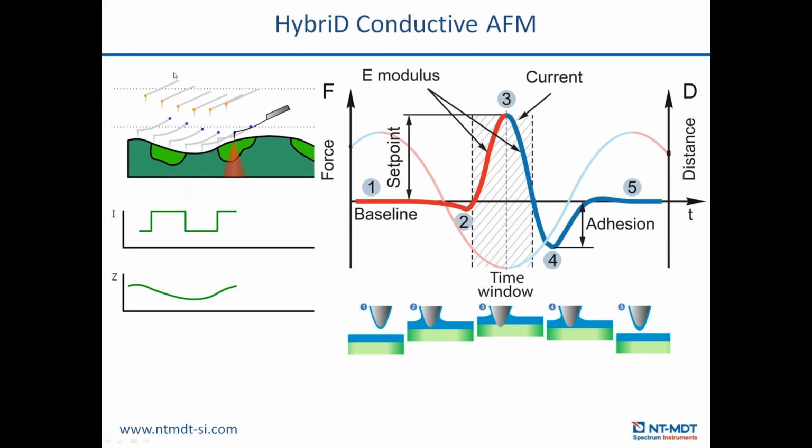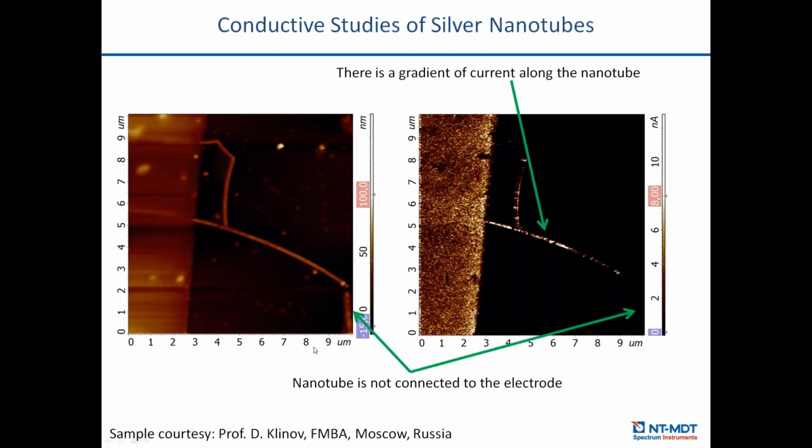At the same time, we can control the whole measurement cycle, and thus we can apply the voltage between the tip and the sample only in a certain window, which is defined in the user interface. If we define it only during the contact, and apply the voltage and measure current during the contact, we can do the conductivity mapping in this mode, and we call this hybrid C-AFM. And this is one of the examples of this kind of studies.